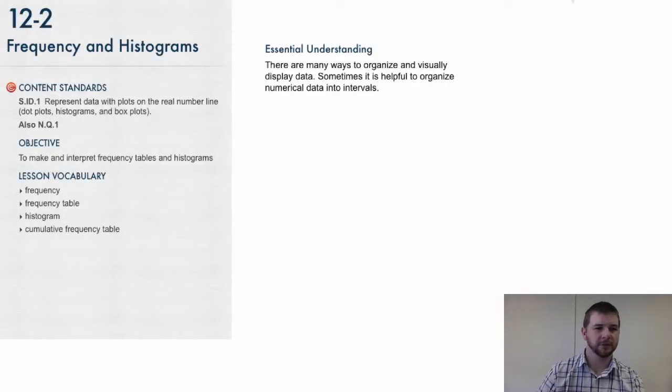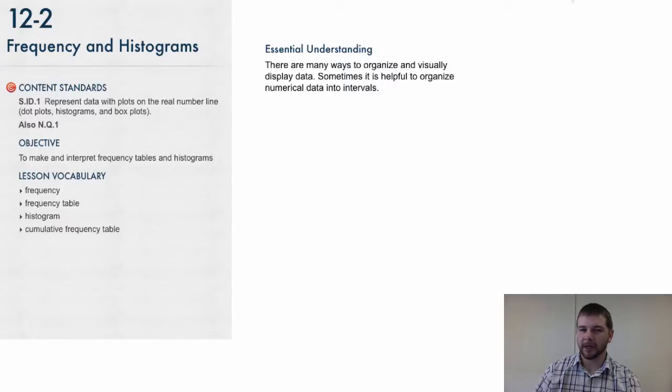Section 12.2, Frequency and Histograms. The objective of this section: to make and interpret frequency tables and histograms. Lesson vocabulary: frequency, frequency table, histogram, cumulative frequency table. An essential understanding: there are many ways to organize and visually display data.